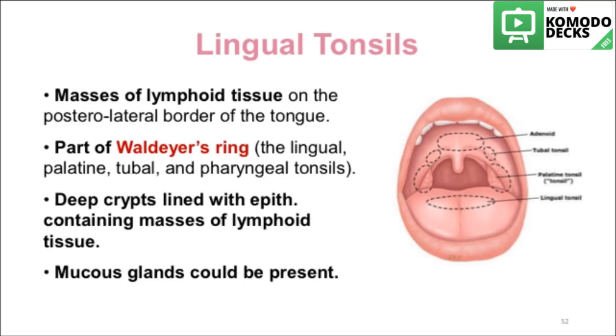Lastly is the lingual tonsils, which are masses of lymphoid tissue found on the posterior border of the tongue. They are part of the whole Waldeyer's ring, which is the lingual, the palatine, the tubal, and the pharyngeal tonsils. This lymphoid tissue contains crypts lined with epithelium and have mucous glands.